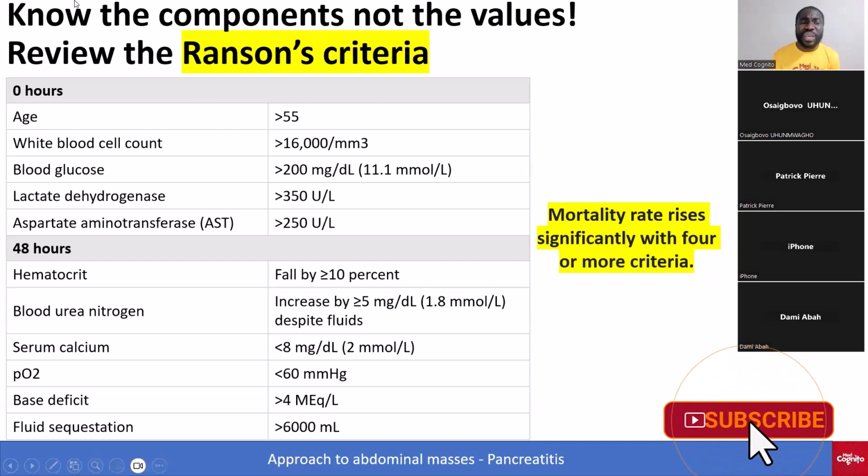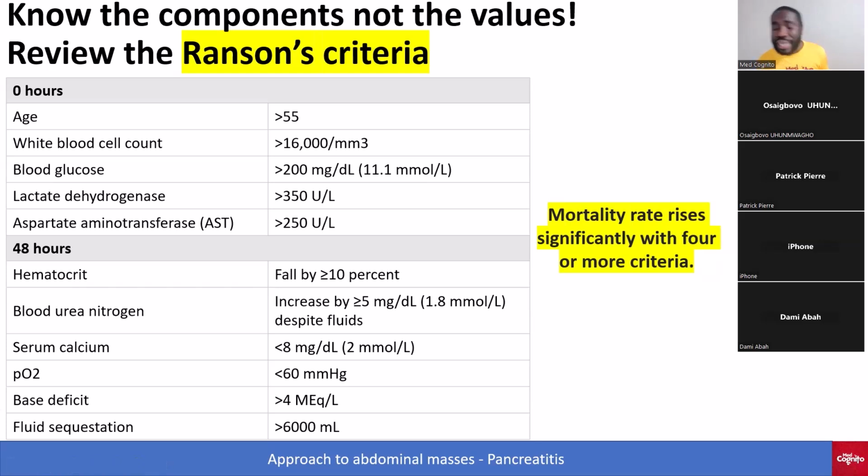We have those which we can do right away and those which have to wait for 48 hours to be done. So if you want to determine how severe a patient's pancreatitis is, as soon as they present, you want to know their age. If their age is more than 55, their risk of developing badness goes up. White blood cell count. If white blood cell count is more than 16, trouble, or it can go to badness.